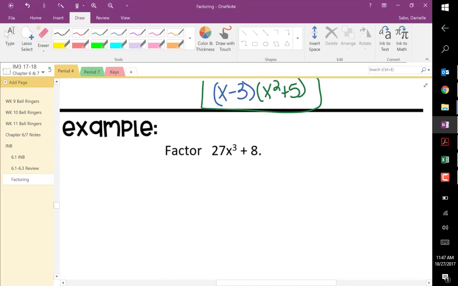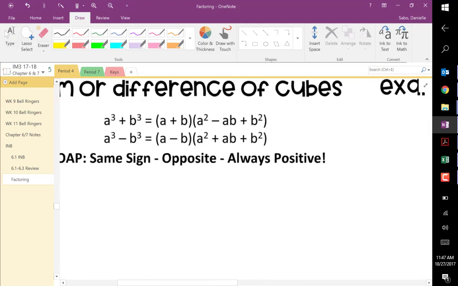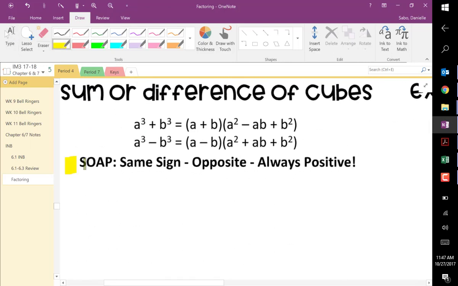Okay, last one. This is the SOAP. So I want you to highlight the SOAP part. Same sign, opposite, always positive. You have to look at that sign. I gave you both formulas so that you don't even have to think about it though, because if you have a positive, you're just going to use this guy. If you have a negative, you're just going to use this guy. Okay, so use this to help you if you get stuck.